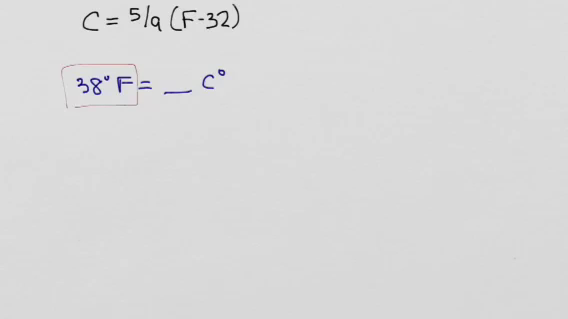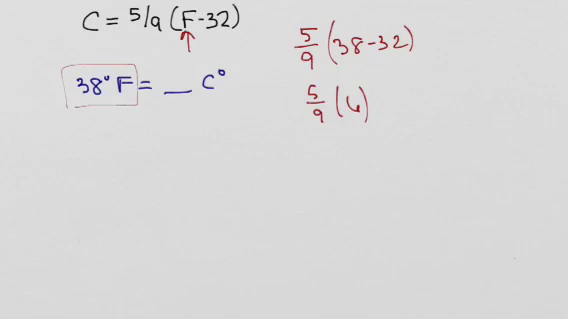So what we're going to do is plug that 38 degrees Fahrenheit into the formula right there. That's going to give us 5 over 9, and then times 38 minus 32. Parentheses first, that's going to be 5 over 9 times 6. I'm going to get my calculator out for that, and I'm going to get an answer of 3.3 repeating. Now, I believe in the work today, you're going to be asked to round to the nearest whole number. So let's round that down to 3 degrees Celsius. There's our answer.